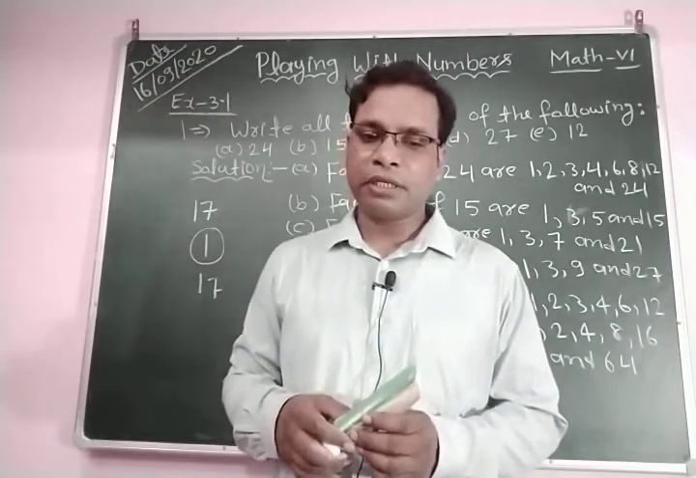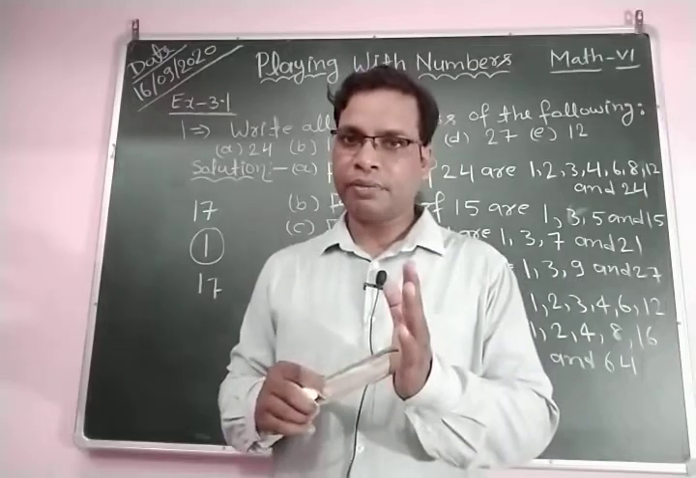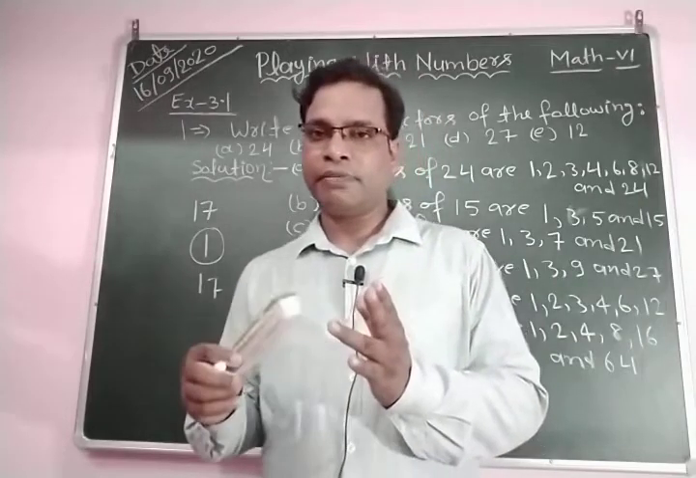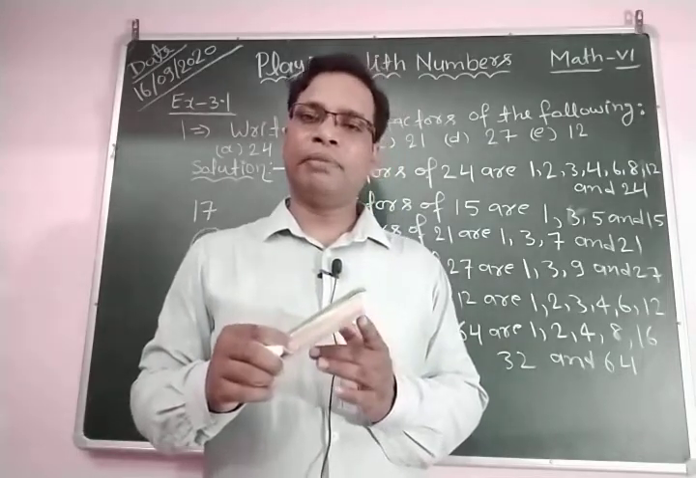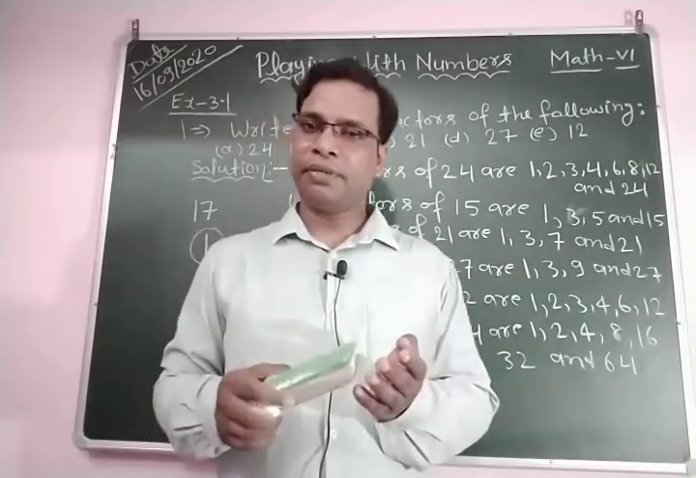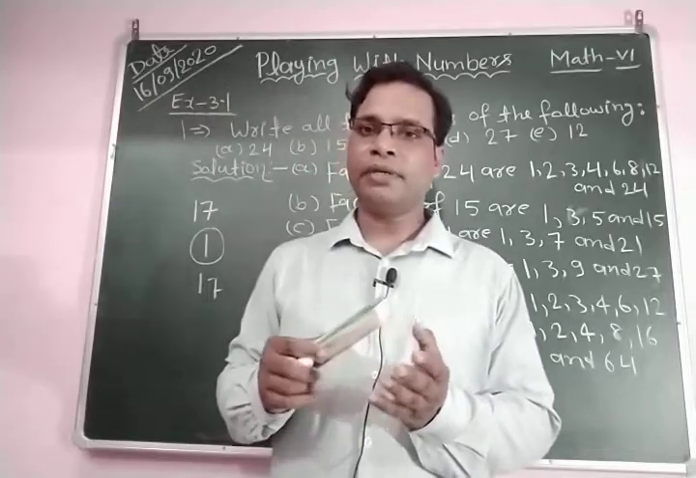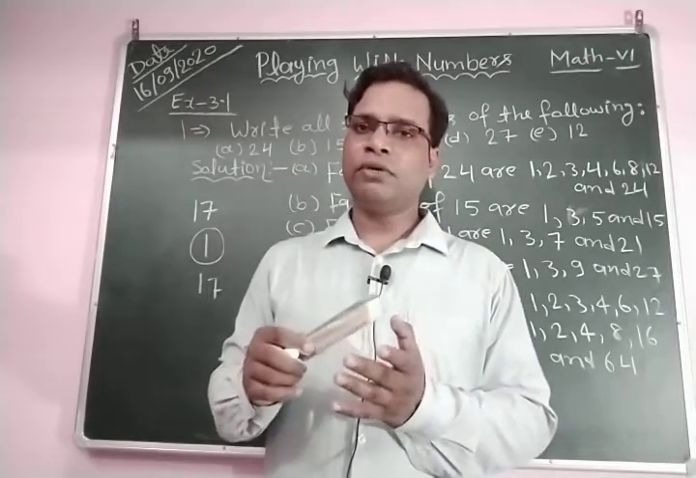So first multiple of 5 is 5 1 is 5, 5 2 is 10, 5 3 is 15, 5 4 is 20, 5 5 is 25. These are the first 5 multiples of 5: 5, 10, 15, 20, 25.